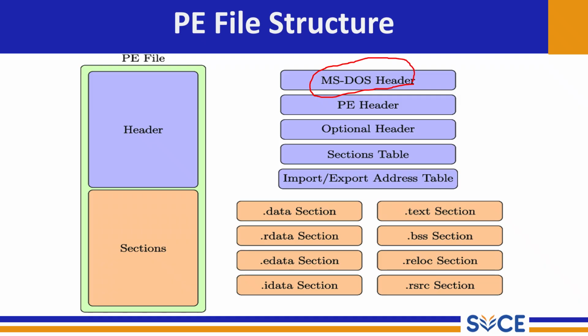So this DOS header initially has 64 bytes, starting with MZ, and it contains a pointer to the PE header. Okay, and the PE header is the next one, which has the NT header. This NT header contains the PE signature, the file header (image file header), and the optional header (image optional header).